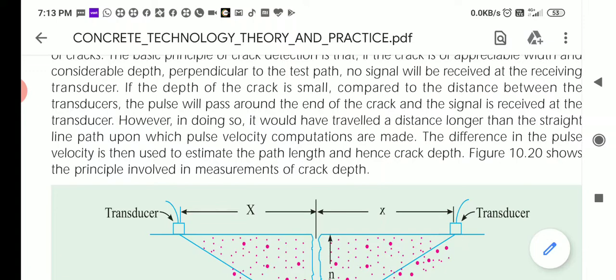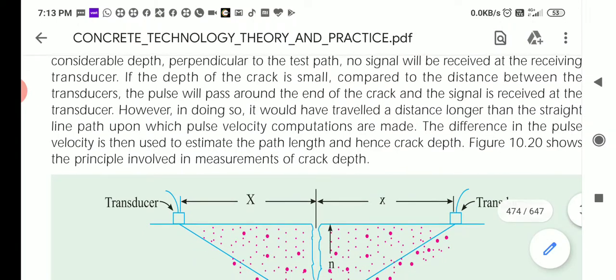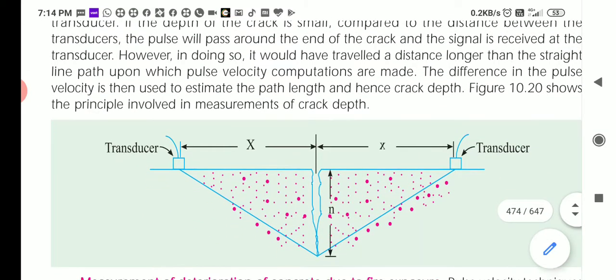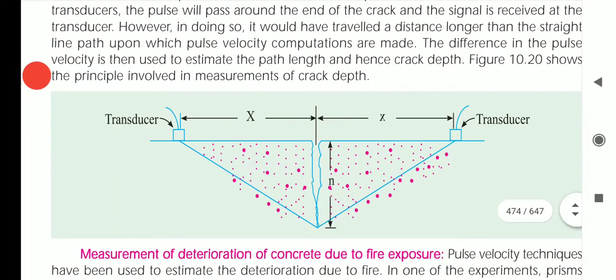However, in doing so, it would have traveled a distance longer than the straight line path upon which the pulse velocity computations are made. The difference in the pulse velocity is then used to estimate the path length, and hence the crack depth is measured.